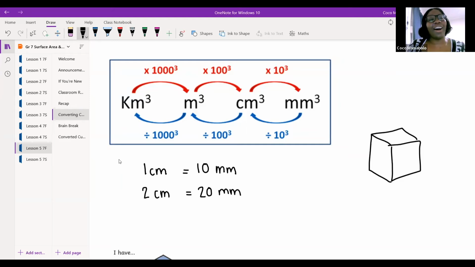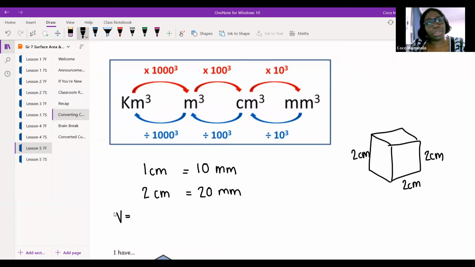See, okay. Now I have a cube that is 2 centimeters by 2 centimeters by 2 centimeters, right? Can you guys pop in the chat for me? What is my volume going to be? The volume of this is going to be 8 centimeters cubed. Excellent, Bokang.